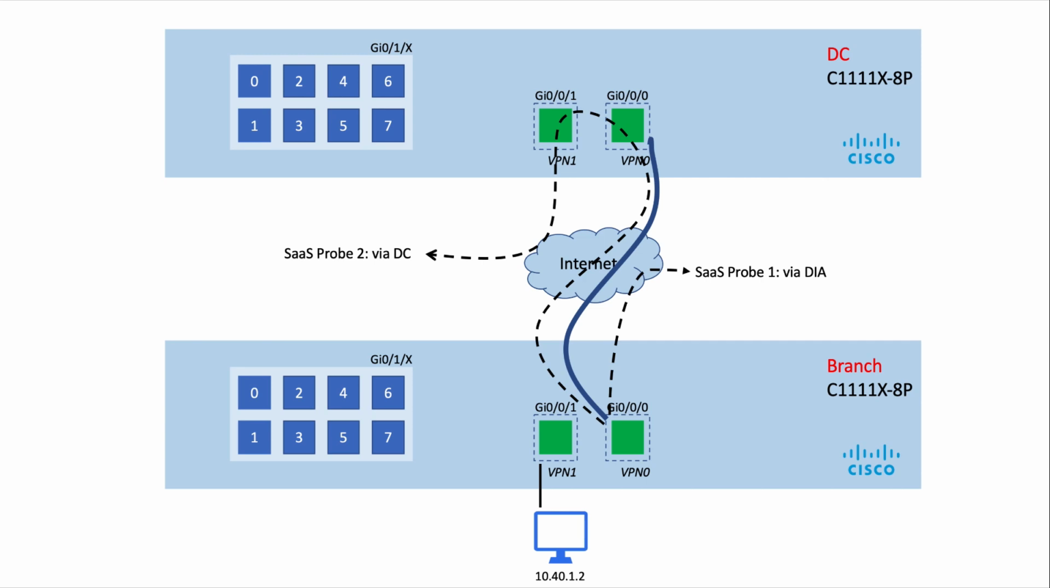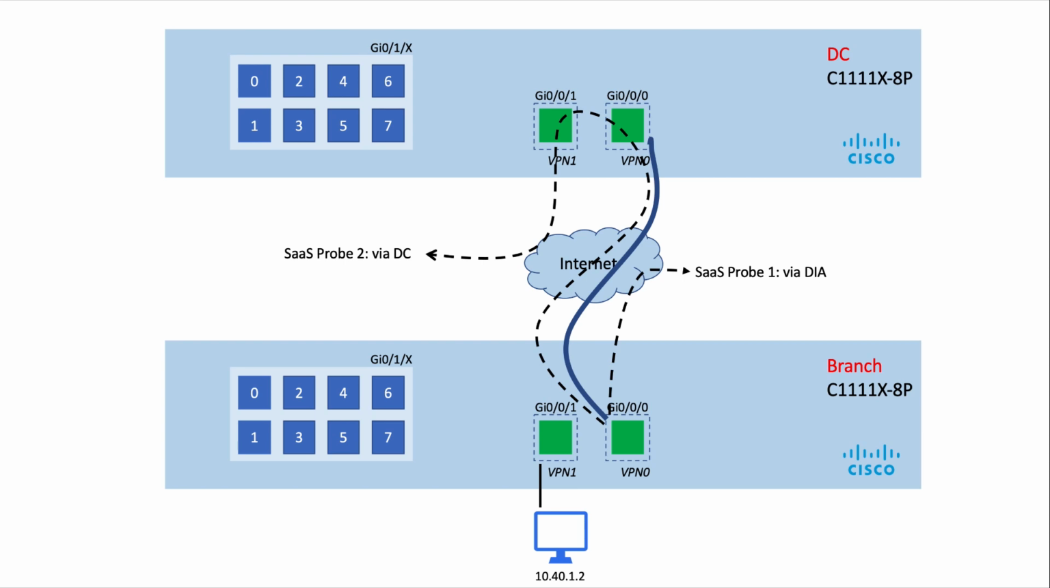And also, if you look at the branch, I have a direct internet access or local breakout. I'm using that as one of the paths to probe to the SaaS application we are going to probe towards. And the second probe will be sent through the data center, and it will be going through a service side interface, which is GE001 in VPN1 in the data center. So as you can see, the two dotted lines show both of the paths that we are probing for the SaaS application. So the SaaS application we will be probing today is towards Office 365.